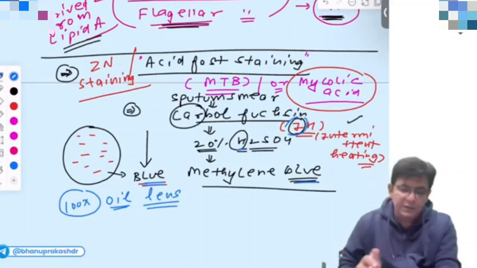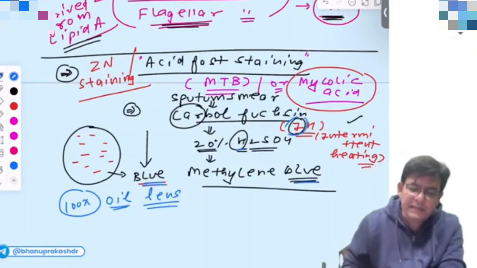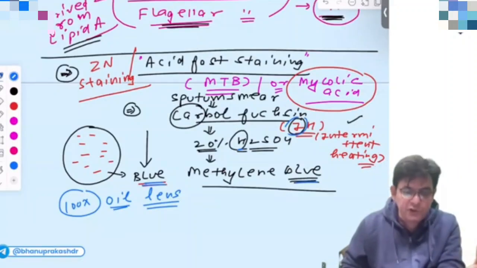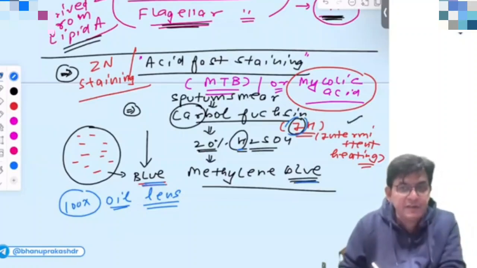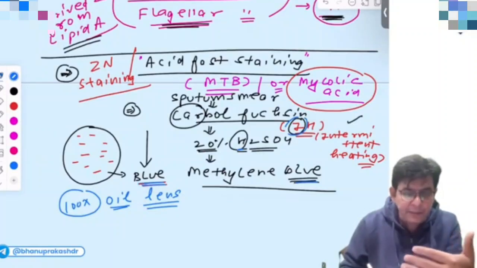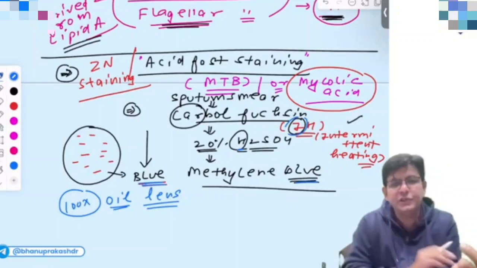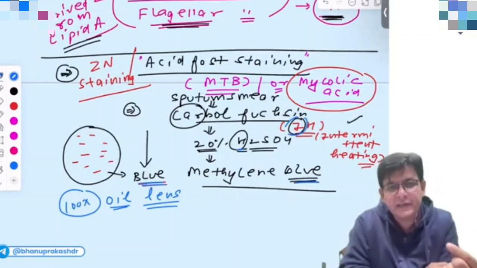Is it fine? So remember that acid fast staining is an important staining which you should know. You should know the sequence, and how to identify it: by seeing the background. The background is blue, against which you see pinkish to reddish color acid fast bacilli.